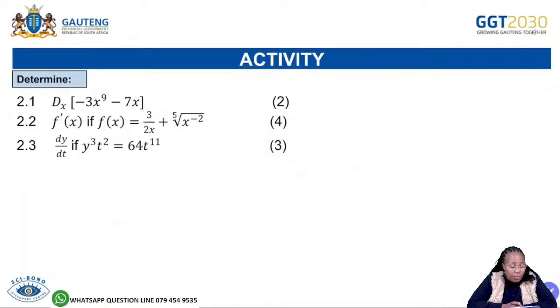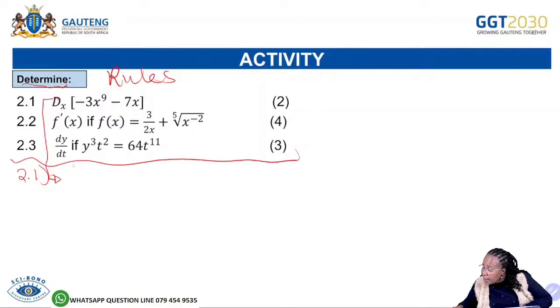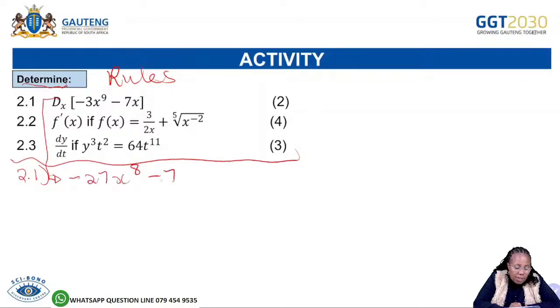Okay, moving on, we are applying the rules now to determine this one. The minute it says determine without saying anything about first principle, you must know that you apply rules. Okay, so 2.1, we have d/dx of that one. Yes, we can go straight to the rules. No simplification for that one. Is 9 times minus 3, 9, 18, 27. It will be minus 27, x to the power 8 and the minus 7. That is your answer, grade 12, 2 marks. Look at the notation, no more dx, right?